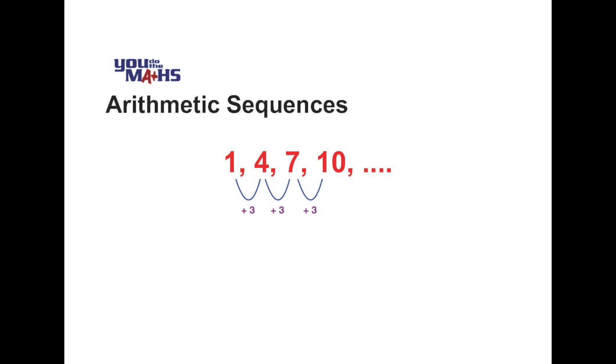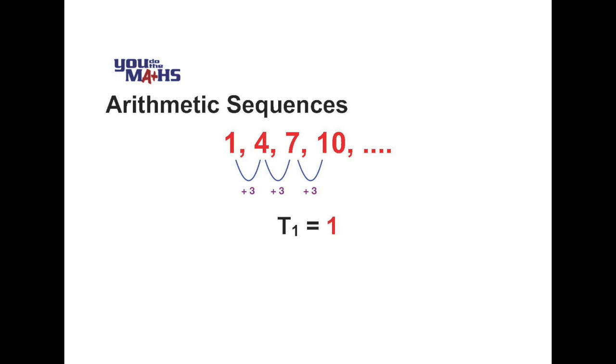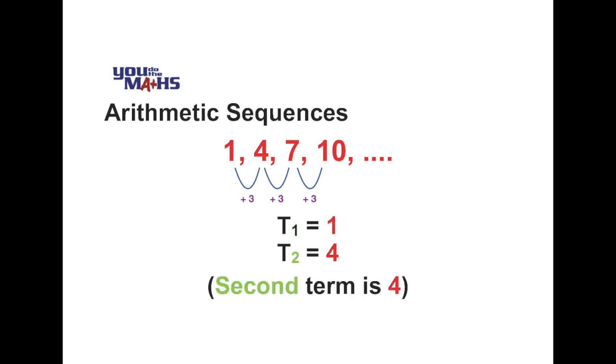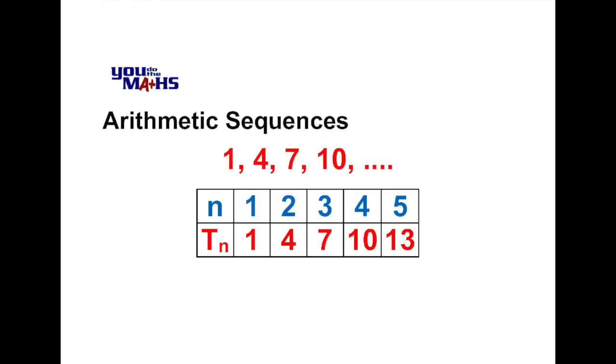notation. We can see here that T1, the first term, is equal to 1. So the subscript in green represents the position of the number in the sequence, and we can see that T2, the second number in the sequence, is equal to 4. Now let's summarize the first 5 terms of the sequence in a table. We can see here in blue it represents the position of the number in the sequence, and the numbers in red are the actual numbers in the sequence.